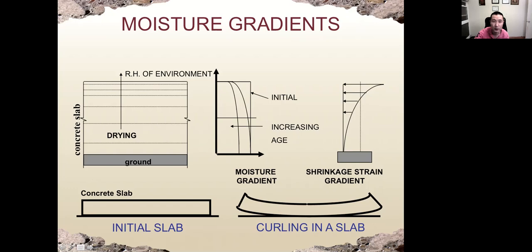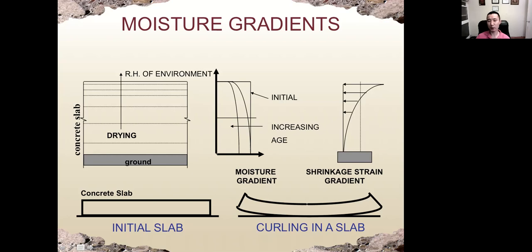Sometimes the drying is not homogeneous in the concrete. For example, we have a concrete slab on grade. The drying shrinkage will be more for concrete closer to the air. Concrete closer to the ground will dry less, because drying shrinkage is due to drying of the concrete to the air. So we have a moisture gradient. Closer to the air, we have more drying; closer to the ground, we have less drying.